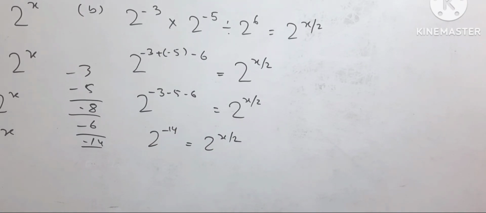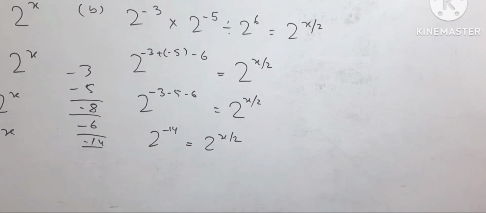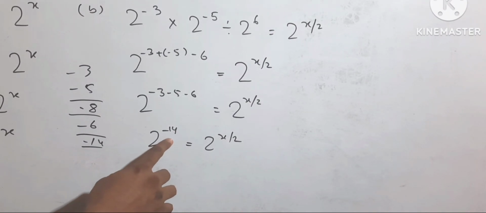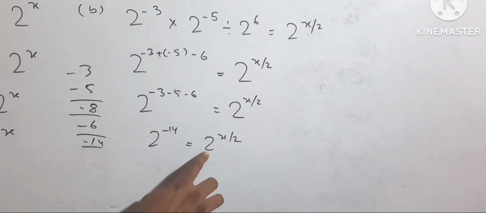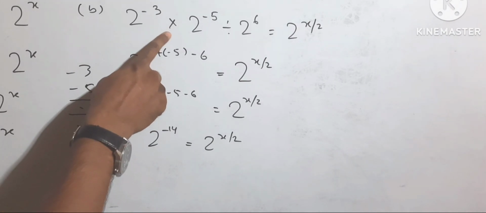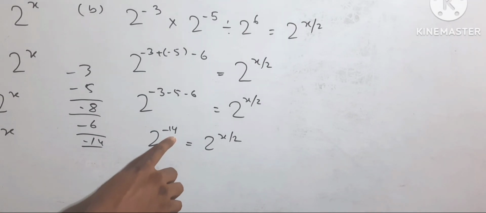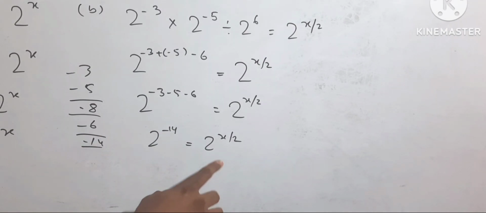So what we have to find out? We have to find out the value of x. So what you will do? Again the base is the same, so nothing is left. See here, nothing is left, only 2 to the power minus 14 is there, and 2 to the power x by 2 is there. There is no divide, multiply, or anything else. We have completely solved everything. We have multiplied, we have divided, and now we came to the step where we don't have anything except one value. Here also only one value is there.